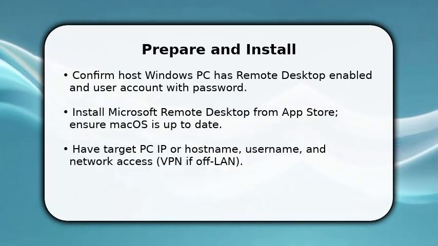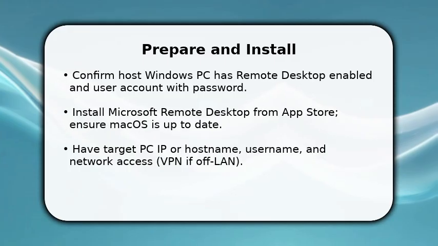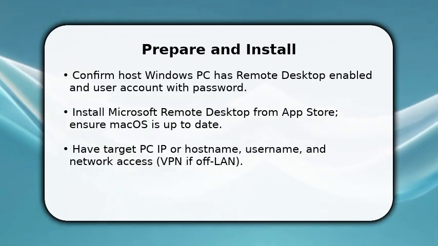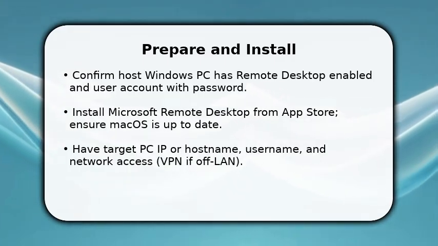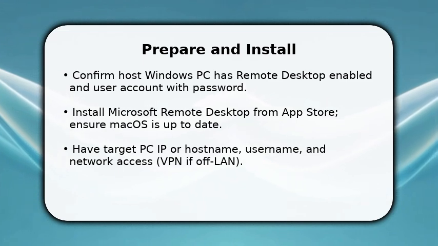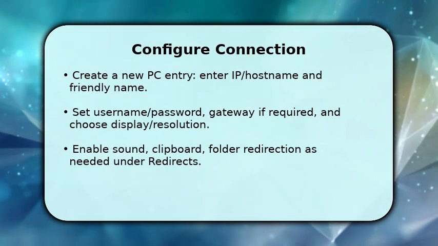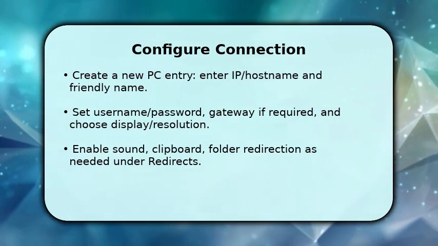Once done, note the target PC's IP address or hostname and verify network access. Use the VPN if the PC is behind a router or corporate firewall. You now configure the session inside Microsoft Remote Desktop.